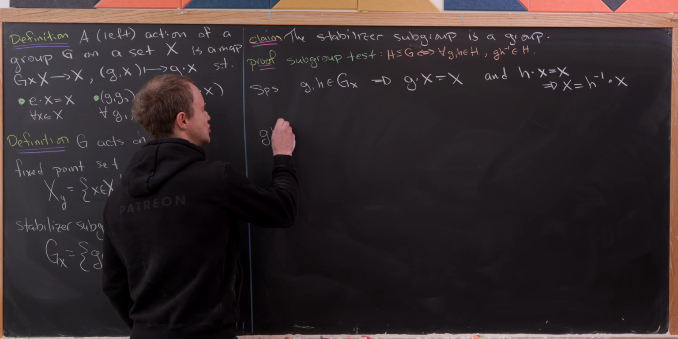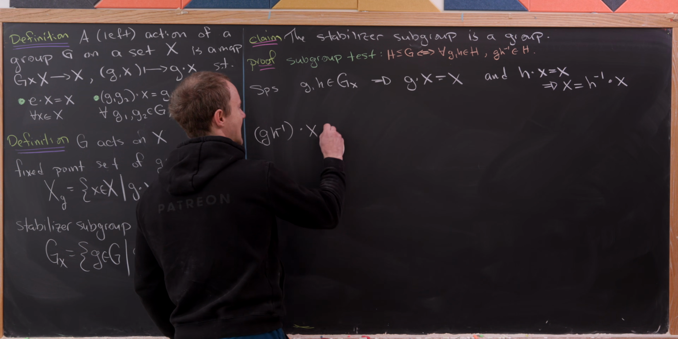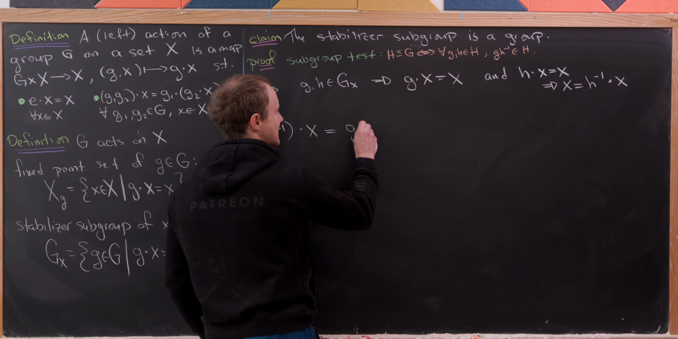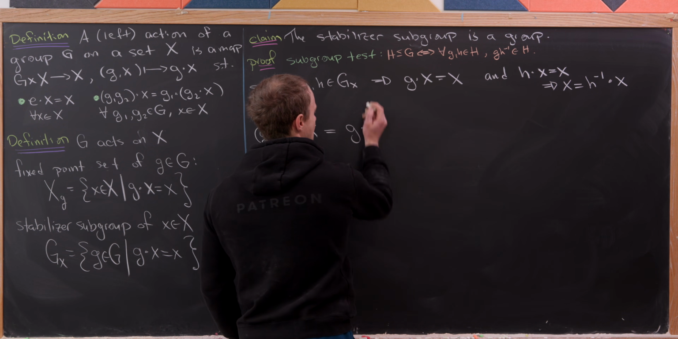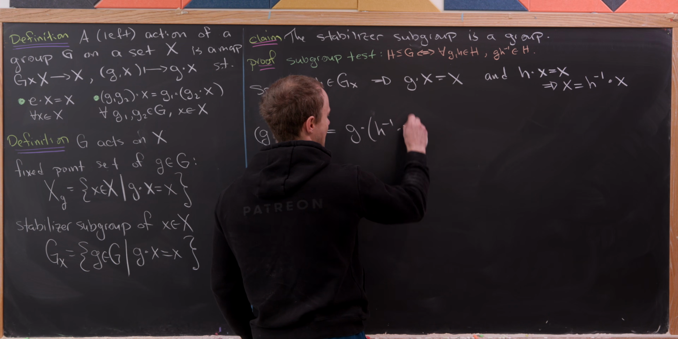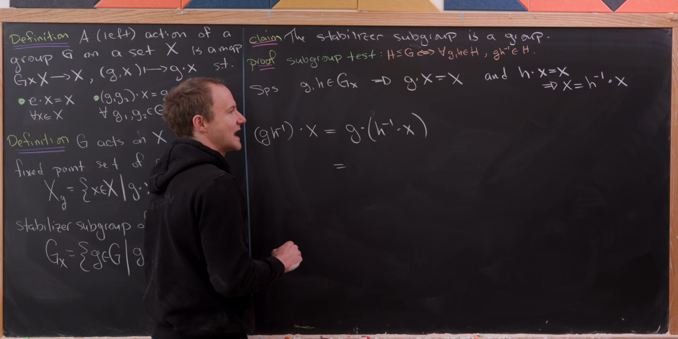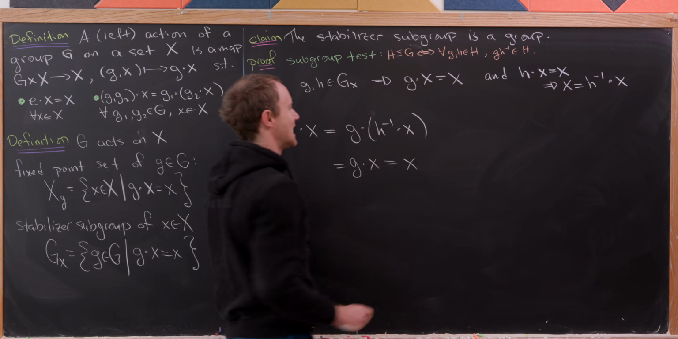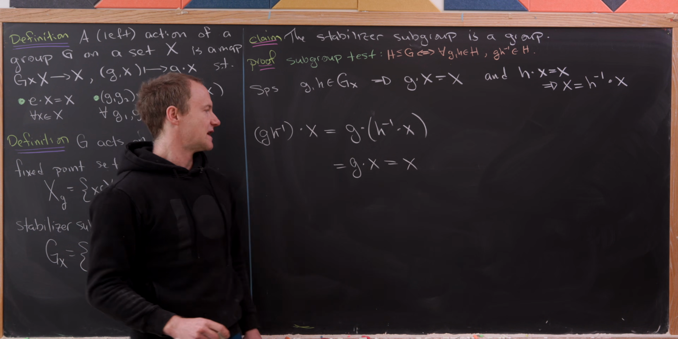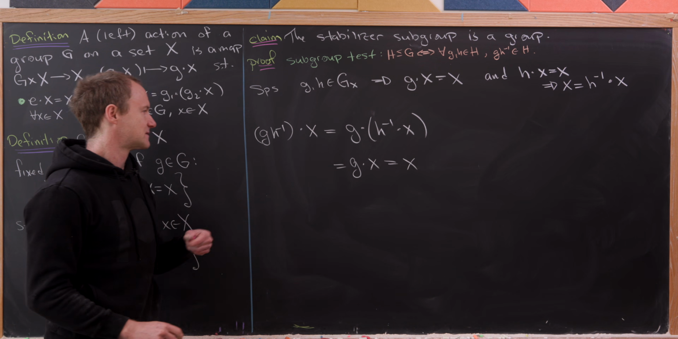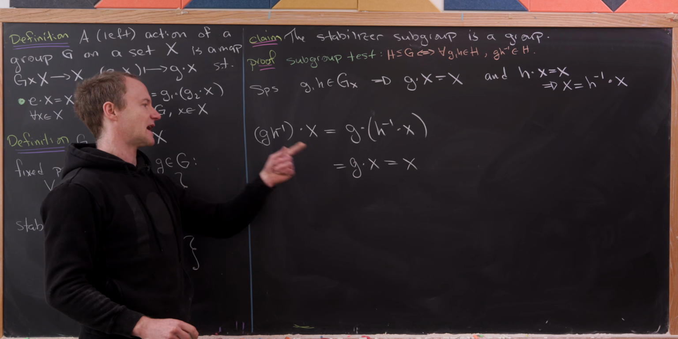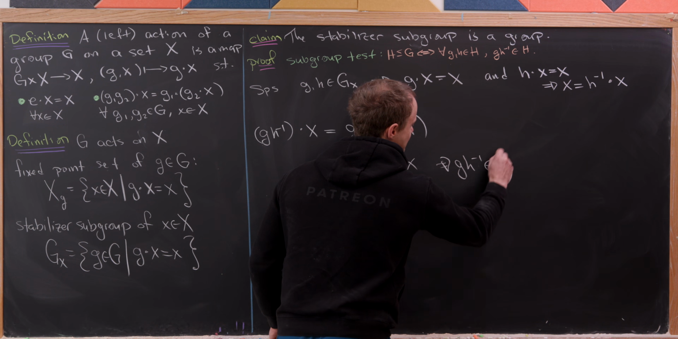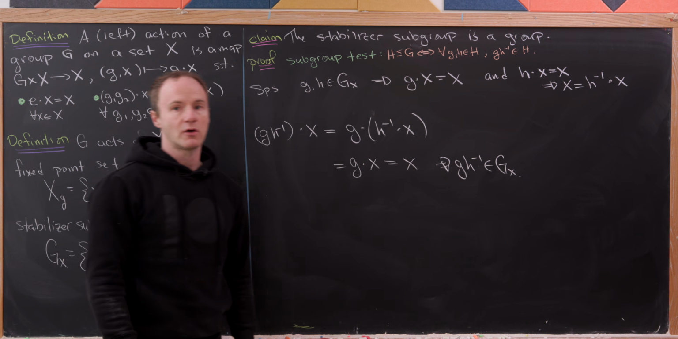So notice that if we take gh inverse and dot that into x, then we can use our second rule over here for actions and write that as g dot h inverse dot x. And then just recall that h inverse dot x is x by that up there. So we get g dot x, but g dot x is x by this right here. So in the end, we get x. But the fact that gh inverse dot x was equal to x is exactly what we need for gh inverse to be in Gx. Okay, great.